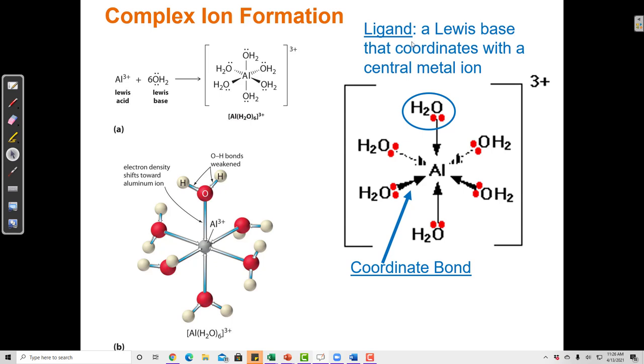And the ligand, remember, is just the Lewis base. What molecule is actually attacking the middle? It happens to be water. So the ligand in this case is H2O. And these are coordinate bonds, and this is the central metal ion.